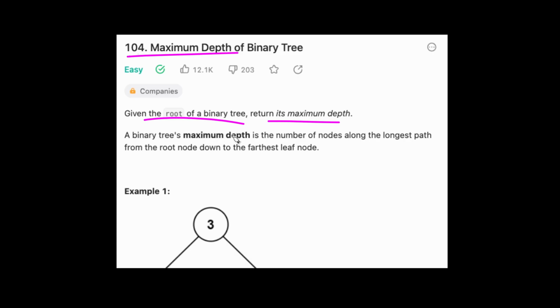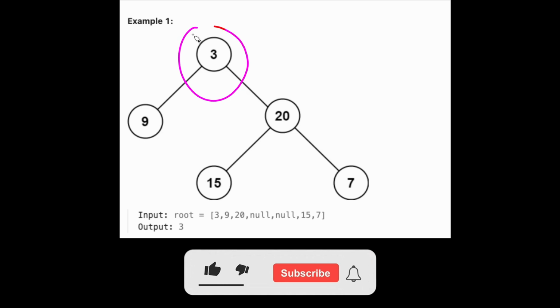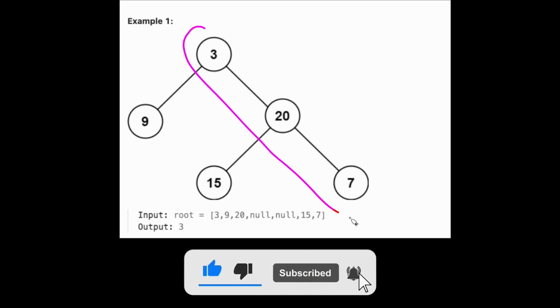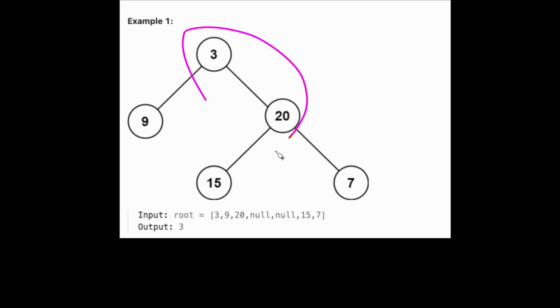Maximum depth is the number of nodes along the longest path that goes from the root node down to the leaf node. So in this example here, this is the root node, and we can see that the longest paths are this one, and the second one is this one, and both of them are of length 3. As you can see, this is the output we want to get. Let's see how we can solve this.